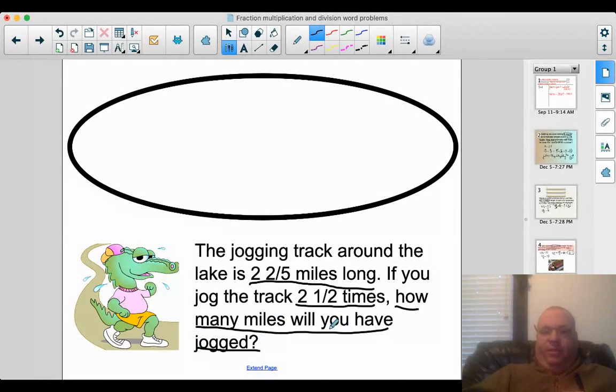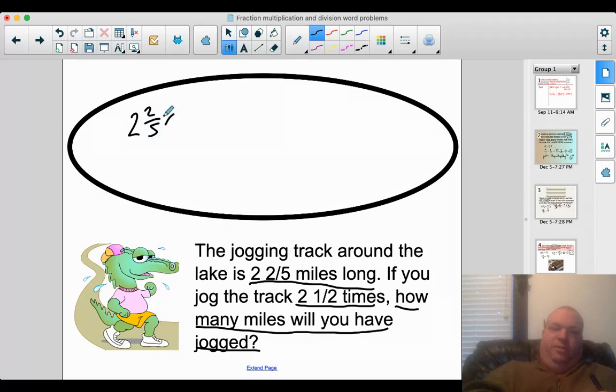So is this thing we're looking for the total, that we get from multiplying these, or is it one of the pieces and one of these is the total? Pause and decide. All right, welcome back. In this case, the one that we're looking for is the total. The relationship here is how long the track is times how many times you run it will give you the total that you jog. So this is a multiplication problem.